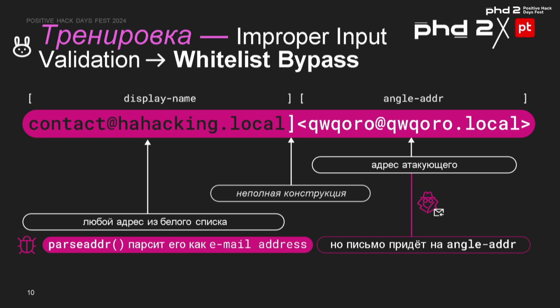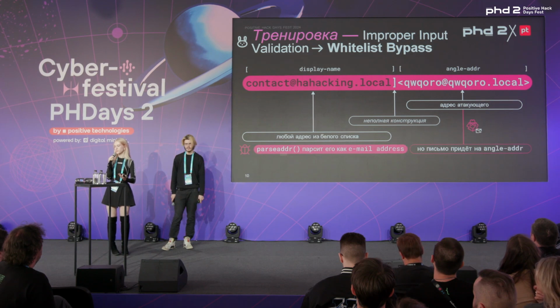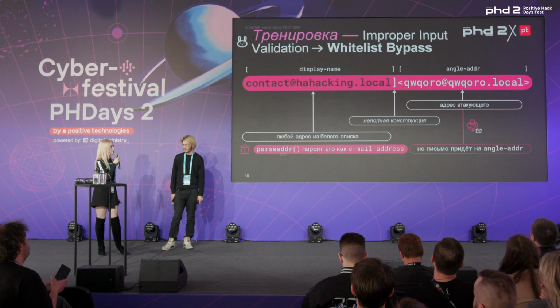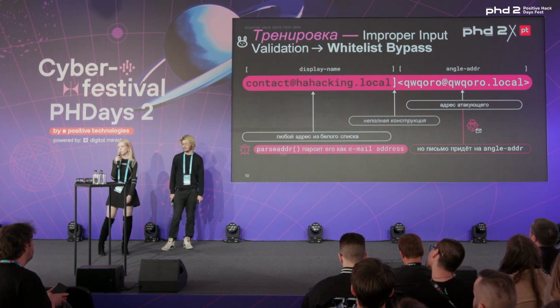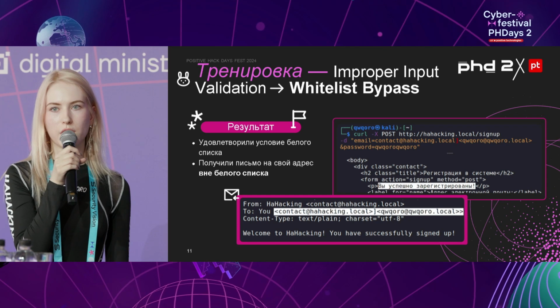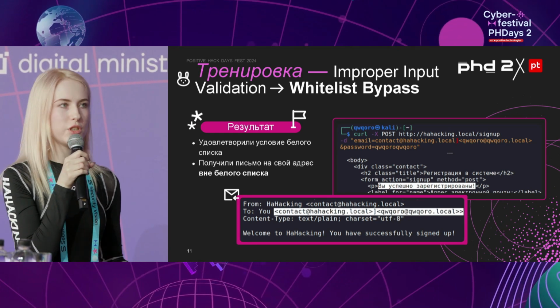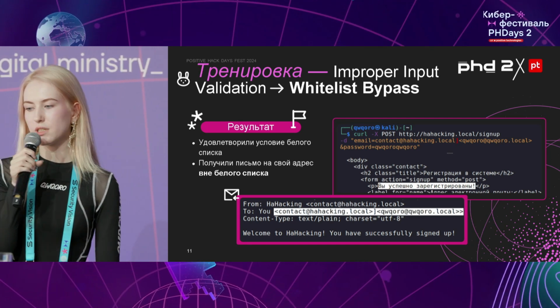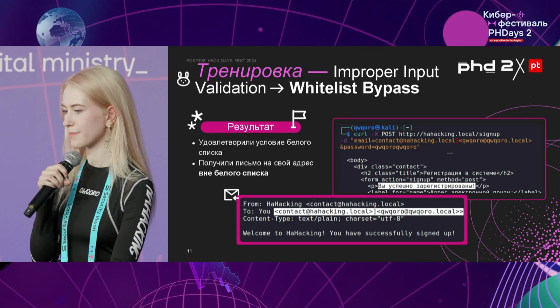So what happens next? Let's have a look. The attacker's address and the address to be used by the server is the QWQOR and so on. Within these less and more signs, the server will only see hacking.local. So we'll send a request to the whitelist, we'll satisfy the request, and this email and the other emails will go to the address of the attacker, despite the fact that it is not part of the whitelist. So, due to this incorrect parsing of the email address and the use of the full address instead of the parsed address, the attacker can satisfy the whitelist and further receive emails outside of the whitelist.